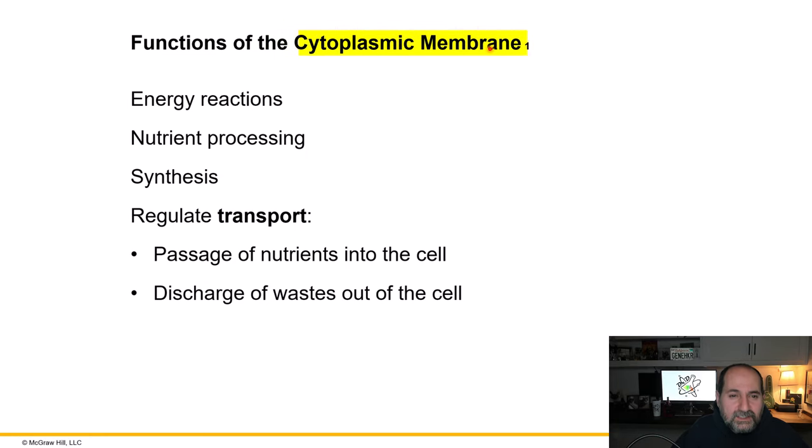In bacteria, not only is the cell membrane selectively permeable, which means it allows nutrients to enter the cell and waste to exit the cell, but you also have energy reactions. This means that ATP is produced at the cell membrane. You know how your mitochondria produces ATP using an electron transport chain and ATP synthase? Well, in bacteria, that is done in the cell membrane.